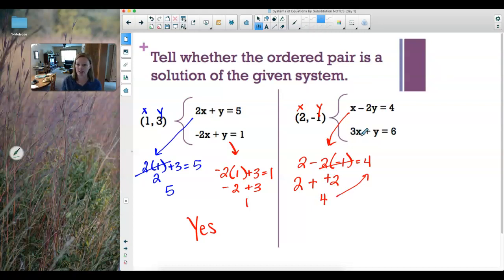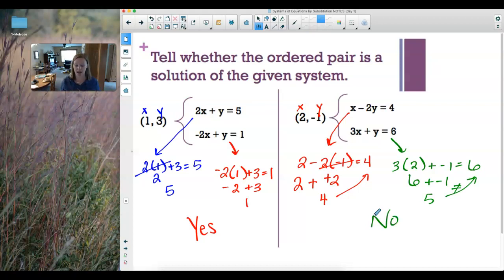Now let's check the second one. So we have 3 times 2 plus negative 1 should equal 6. This is 6 plus negative 1. Well, that is 5. So that does not work. So we would say no, it's not a solution to the system of equations.